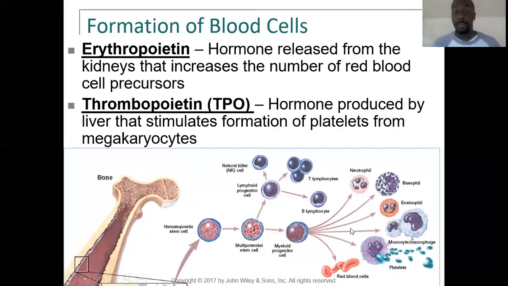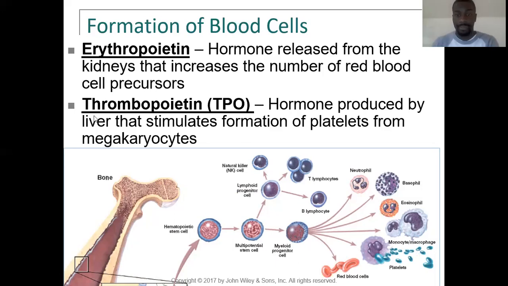Now, if we need to form new platelets, we're going to release a hormone from the liver called thrombopoietin, or TPO. And so what will happen is we'll produce a cell type called the megakaryocytes, right here. So these megakaryocytes are these guys here. And when these megakaryocytes mature, they will eventually rupture and form these little platelets. And so that's what we'll do if we need to produce new platelets. So two hormones that are going to be important to help us produce different types of cells.